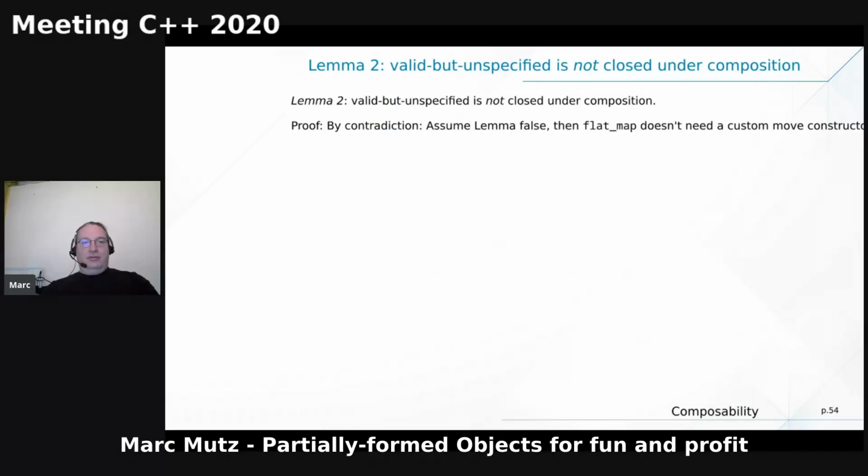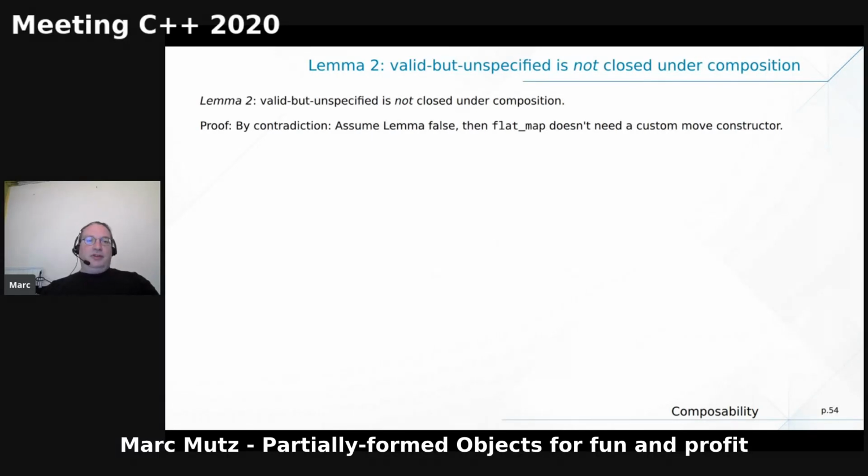So lemma 2: valid but unspecified is not closed under composition. Partially formed is closed under composition. Valid but unspecified is not closed under composition. Proof by contradiction. Assume that the lemma is false, so that it is closed under composition. Then flat map would not need a custom move constructor. So what is flat map?